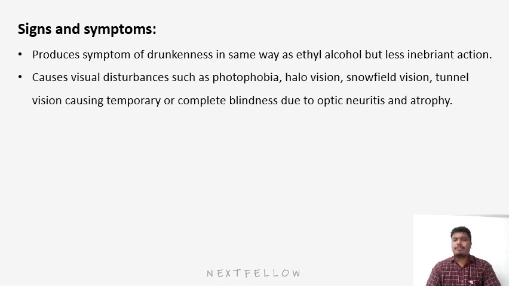Now, the main important features of methanol poisoning are the visual disturbances such as photophobia, halo vision, blurred or misty vision, also called snowfield vision, and concentric diminution of visual fields called tunnel vision, which causes temporary or complete blindness due to optic neuritis and atrophy from accumulation of formic acid within the optic nerve. 10 to 20 ml of methanol can cause blindness.